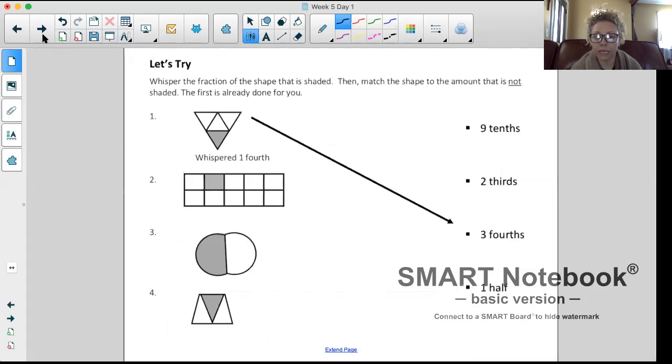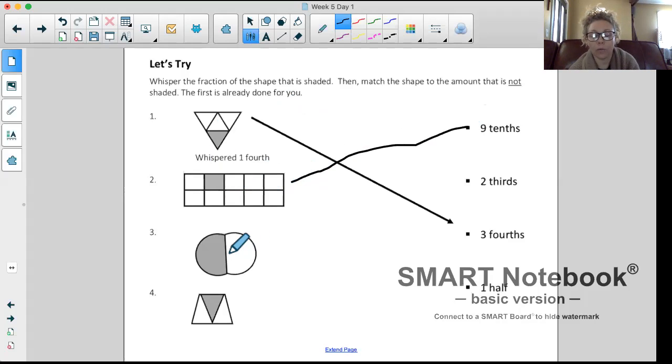1/4 is shaded, so 3/4 are not shaded. The line is drawn for you. The next one, whisper what is shaded. Good. 1/10 is shaded. How many are not shaded? 9/10. And I see 9/10 here, so I'm going to draw my line like that.